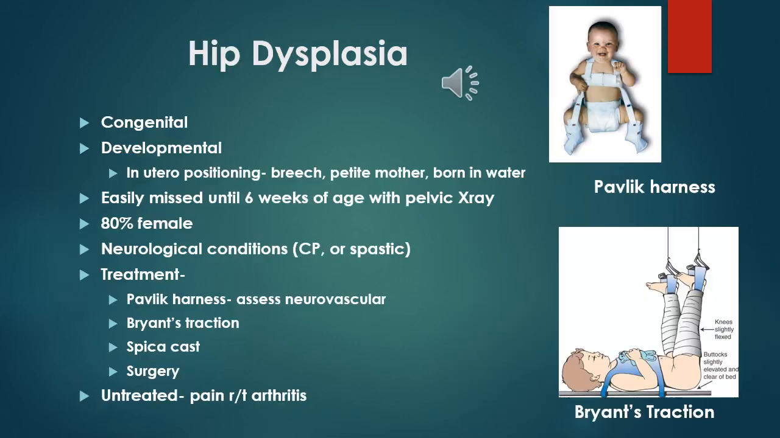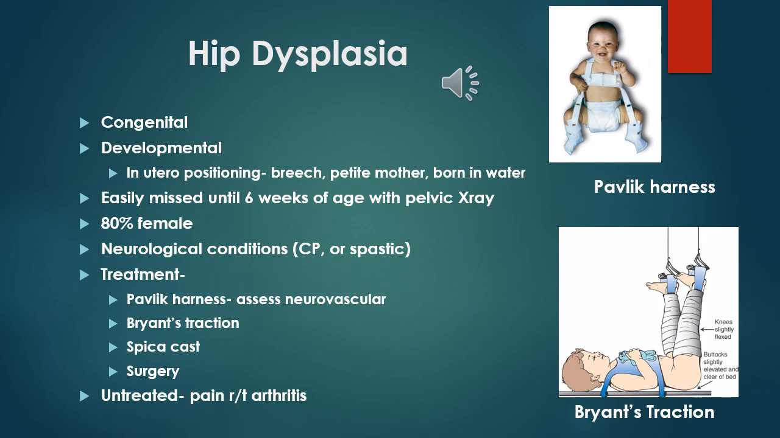So, hip dysplasia can be either congenital or developmental. It can happen in utero positioning, especially if they're breech. It can also happen during birth if they have a petite mother, and there are higher incidences if they are born in water. Because the cause of hip dysplasia can be from a multiple number of factors, it can often go undiagnosed until 6 weeks of age, where they will confirm the diagnosis with an X-ray.